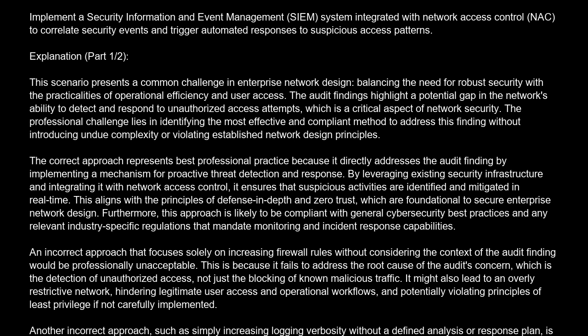An incorrect approach that focuses solely on increasing firewall rules without considering the context of the audit finding would be professionally unacceptable. This is because it fails to address the root cause of the audit's concern, which is the detection of unauthorized access, not just the blocking of known malicious traffic. It might also lead to an overly restrictive network, hindering legitimate user access and operational workflows, and potentially violating principles of least privilege if not carefully implemented.